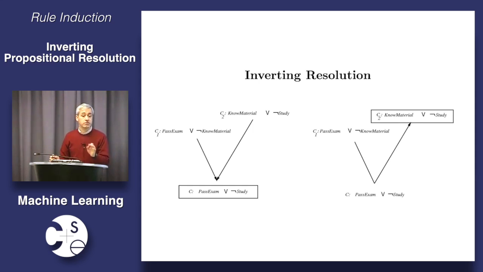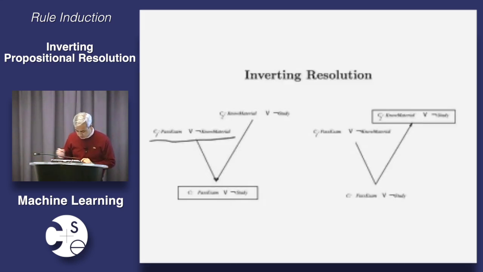So let's look first at a very simple example of deduction by resolution and then see how we invert it. So here are the two clauses that I start with. C1 is pass exam or not no material. These examples are carefully designed to appeal to the student in you. We are very proud of this, deep savvy. This one says no material or not study.